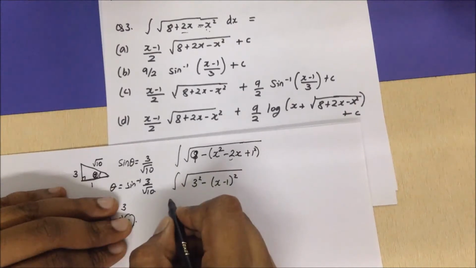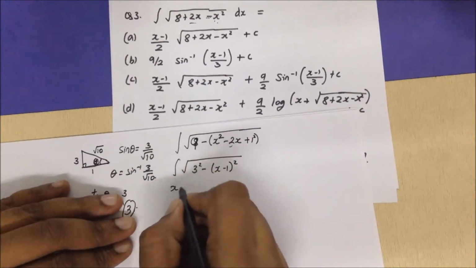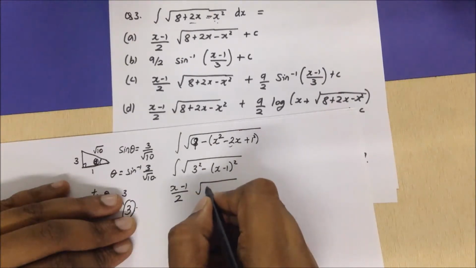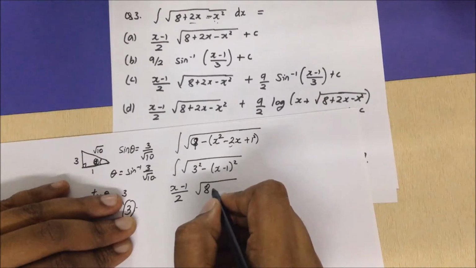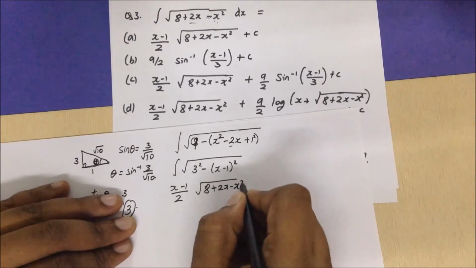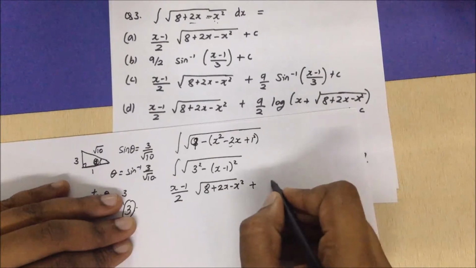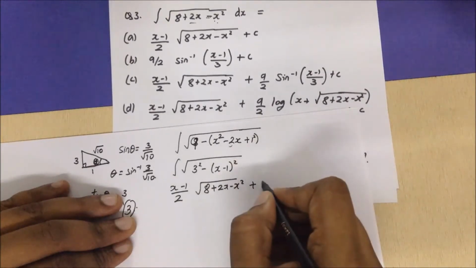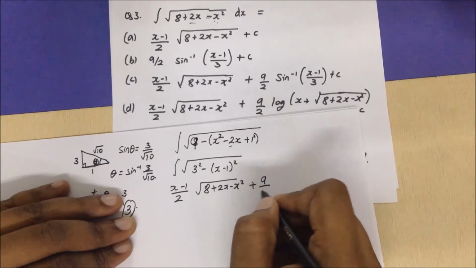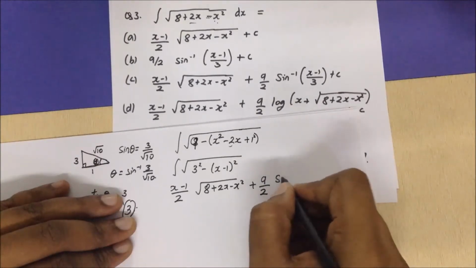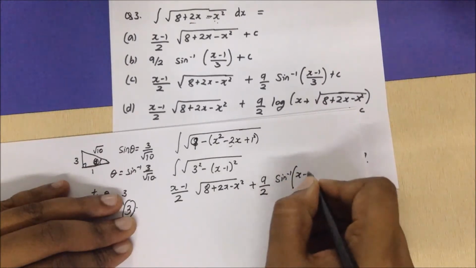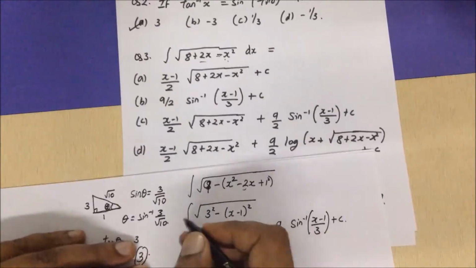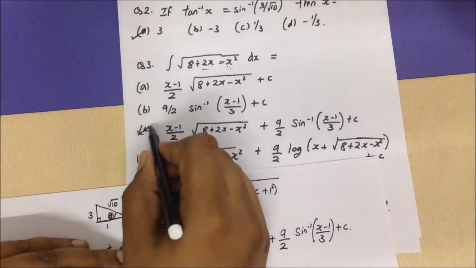So you know that the formula for this is going to be x minus 1 by 2, that is x by 2, root of whatever was inside. So it's going to be the same, that is 8 plus 2x minus x square, plus a square by 2. In this case my a is 3, so a square is going to be 9, so 9 by 2, and it's going to be sine inverse of x minus 1 by 3 plus c. So if you check out the options, it's going to be option C.